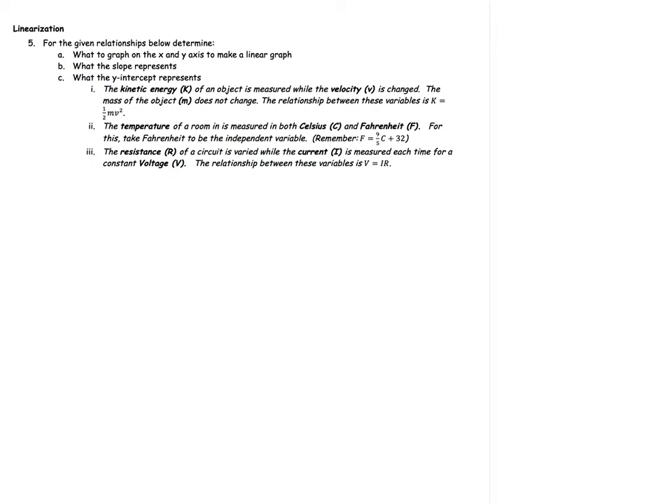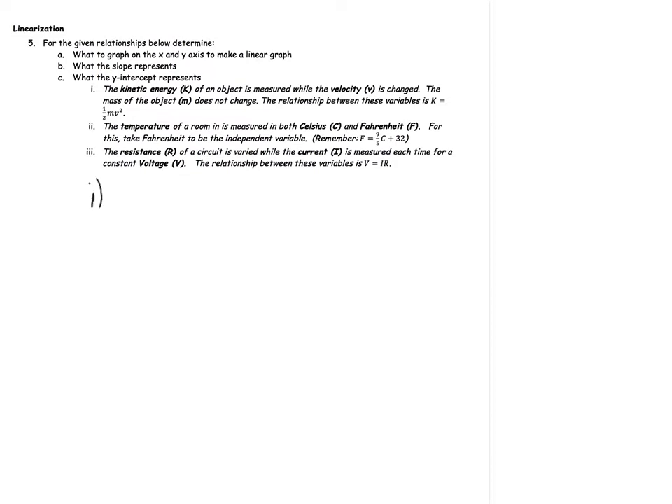We're going to continue on to the second part of homework 4, which is linearization. And we're going to start here with some of the equation matching, where we're trying to figure out what we should graph to prove the relationship between two variables, and also thinking about what the meaning of the slope is and the meaning of the y-intercept.